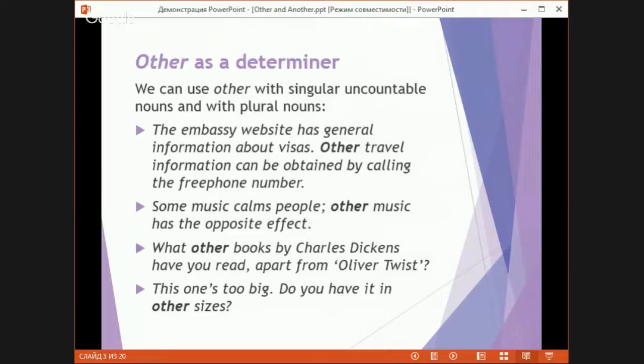Examples. The embassy website has general information about e-visas. Other travel information, the same example we have, but other travel information is an uncountable noun. Some music calms people down, other music, also an uncountable noun, has the opposite effect. What other books, this is plural form, by Charles Dickens have you read apart from Oliver Twist? This one's too big. Do you have it in other sizes? Also, we have here plural form. So please remember singular uncountable or plural noun.